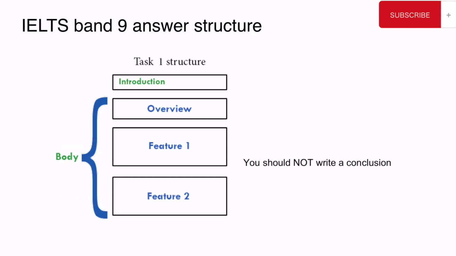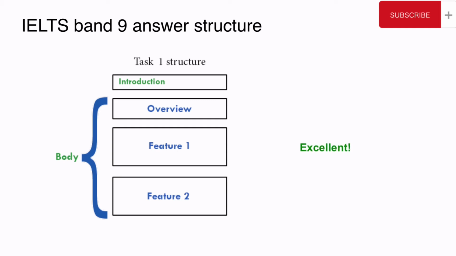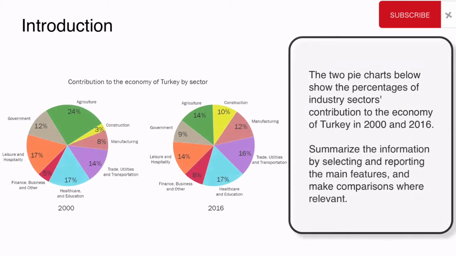You should not write a conclusion in Task 1 because you are not asked to give your personal opinion, and you have already summarized the information in the general overview. Excellent! Now you know the answering strategy, so let's start writing our Band 9 answer. As you remember, our first paragraph is an introduction.